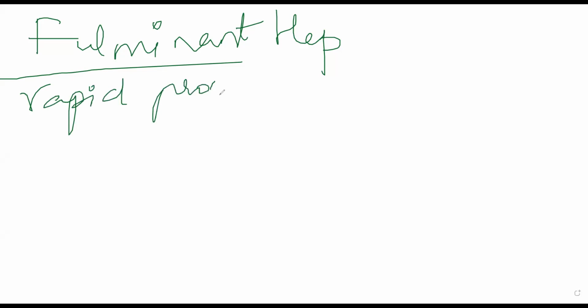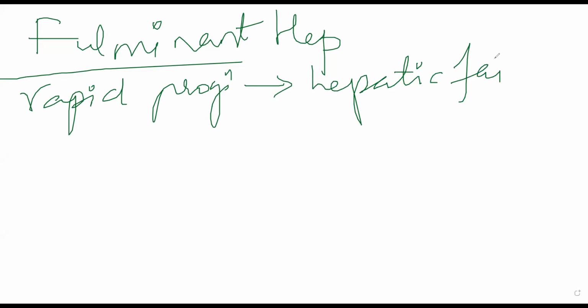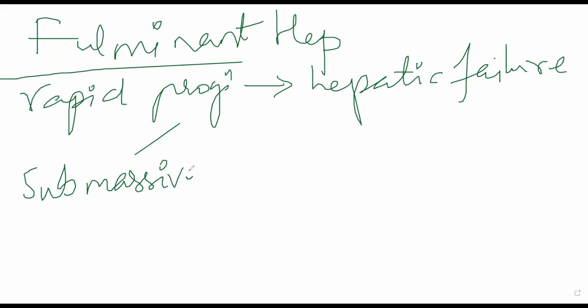Rapid progression to hepatic failure. Okay? The patient's condition will deteriorate very quickly in fulminant hepatitis, and you will see two patterns of damage in this. One pattern will be submassive necrosis, slightly slower, there will be damage, but it will take a little bit of time.